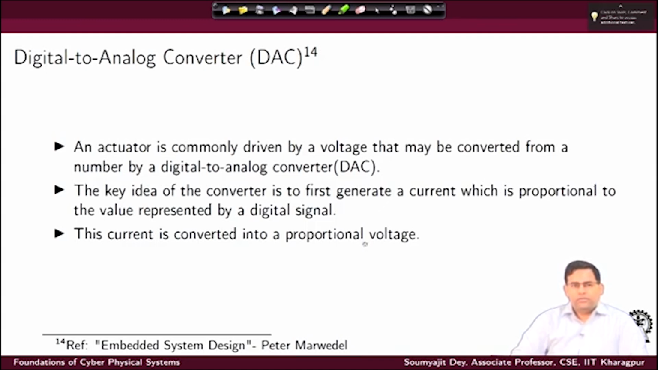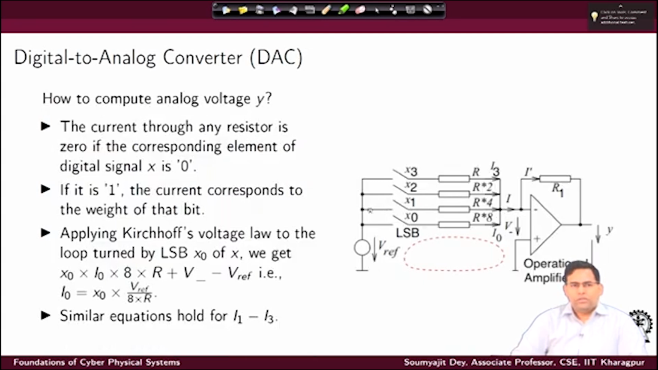Okay. So how can this be done? The idea is that if I can have a converter which will first generate a current that is proportional to the value of the digital signal, and then I have the equivalent voltage generated. So this is one possible simplistic example of a DAC circuit, and I think it is fairly easy to figure out how it's going to work here, right?